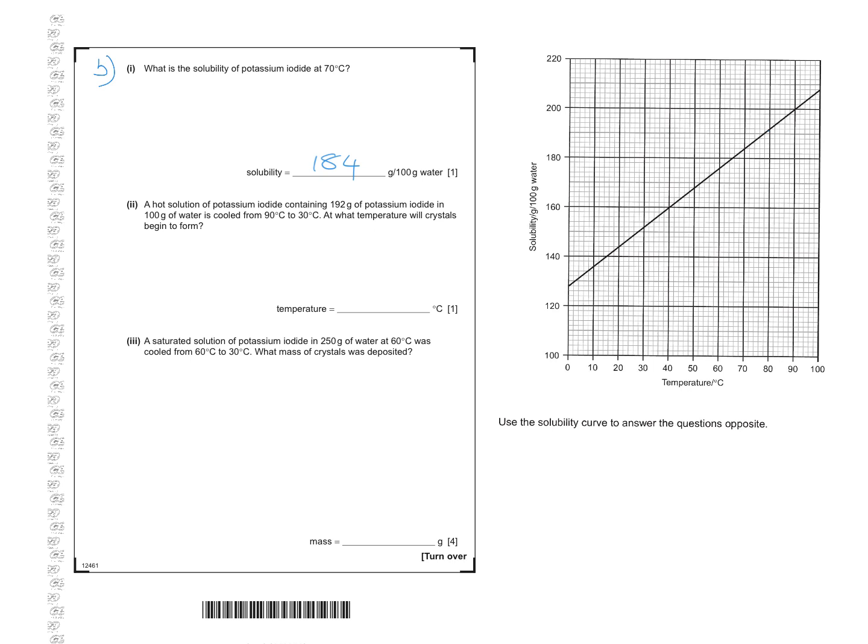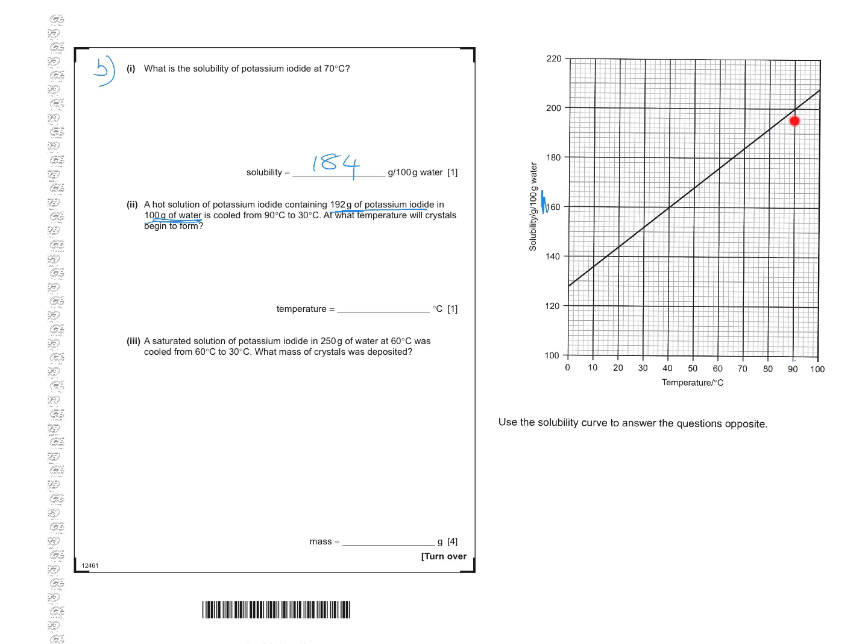A hot solution of potassium iodide contains 192 grams in 100 grams of water, which is what the graph is. And it's cooled from 90 to 30 degrees C. So let's look at 90 degrees C. Now it can hold up to 200 grams, so this solution is not saturated.